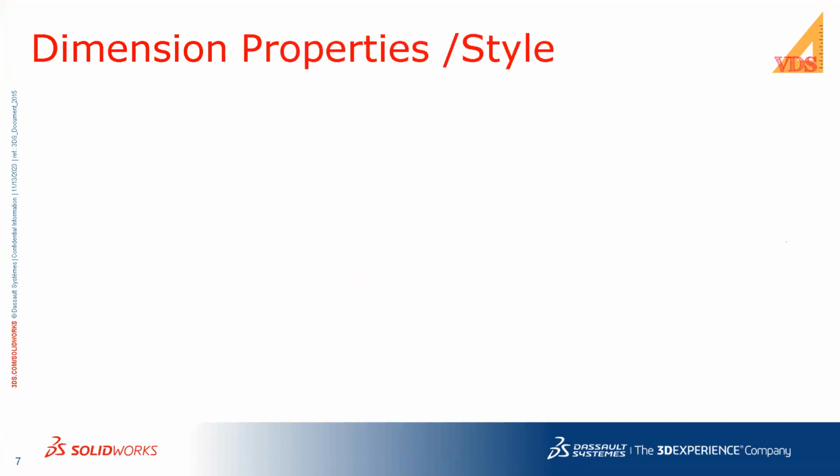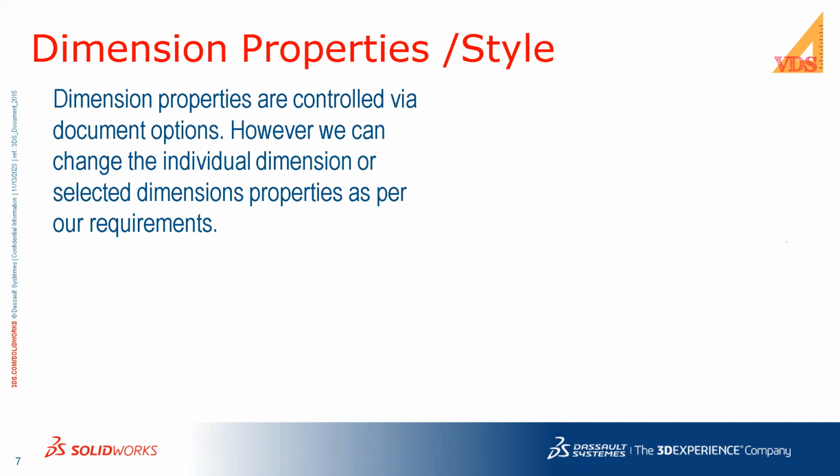Dimension properties and style. So we have seen a lot of dimension types being used in the drawings, but there was something missing in the drawings, and we call them drawing styles and properties. Now the drawing properties are being controlled by the document options. You can find them under tools, options, document properties.